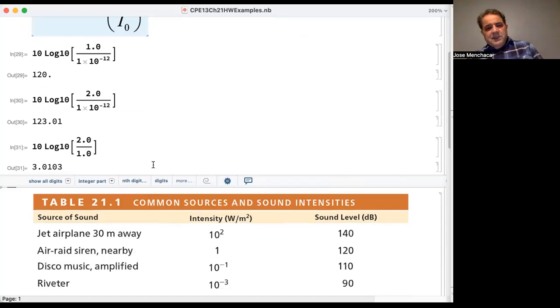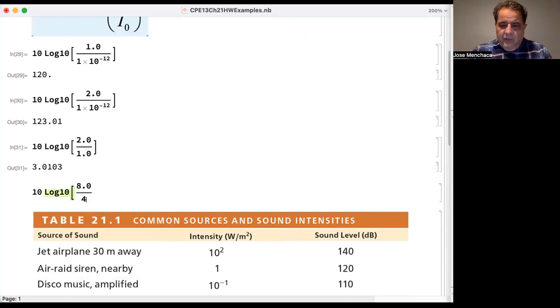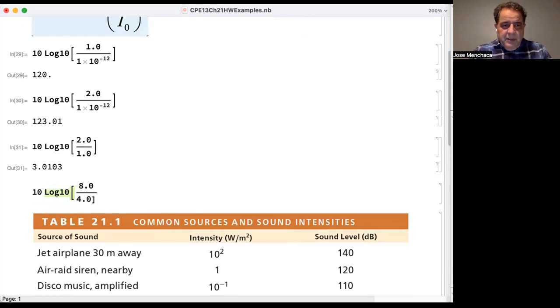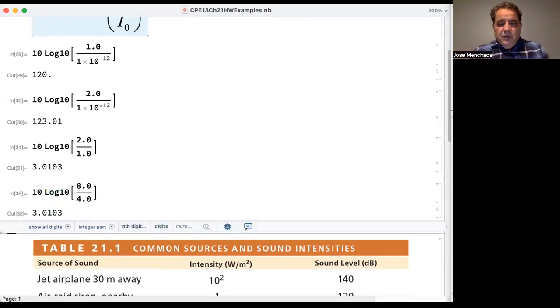We can do other examples. Let's do 10 log 10 of, let's say, 8 divided by 4. That's a doubling. And we get 3.0103, 3 dB. So whenever you double something, you increase it by 3 dB.